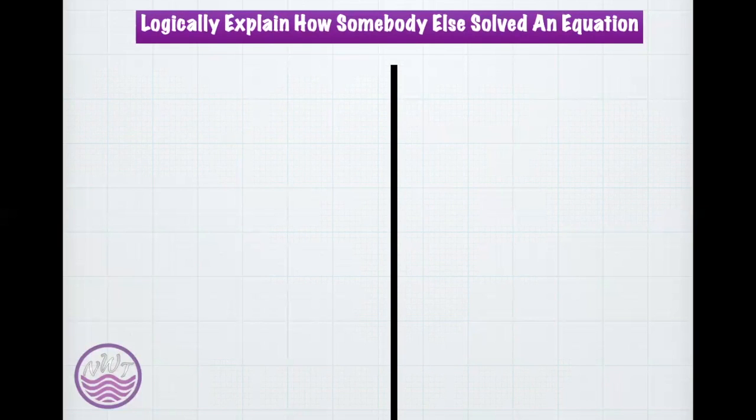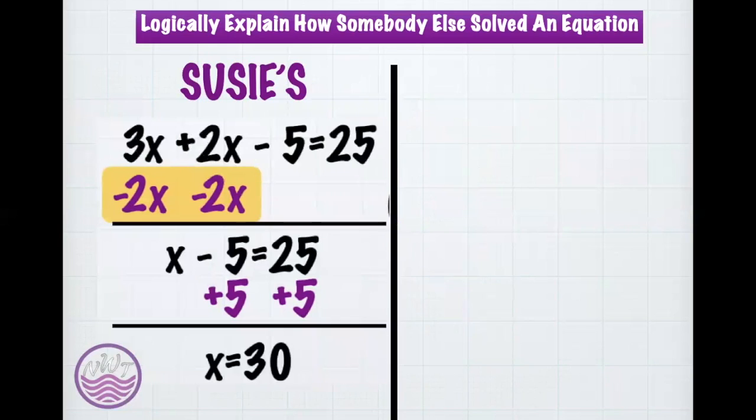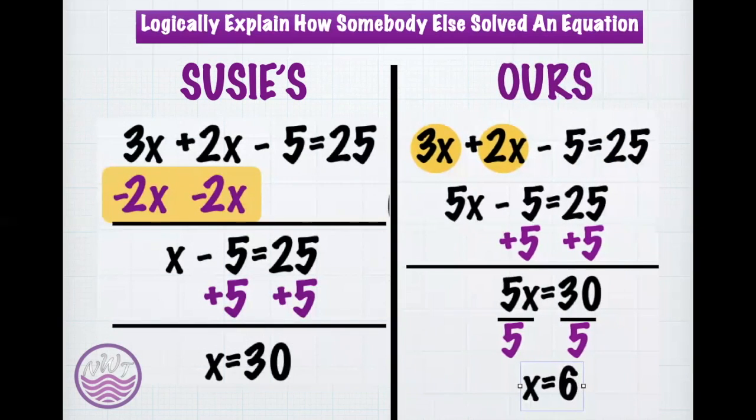So now let's look at the questions side by side so we can see. So here's Susie's question. Again, she subtracted the 2x when she should not have. Unless she was moving it to the other side, there's no reason to use inverse operations to do that. All you have to do is what we did in ours and combine like terms, the 3x and the 2x, to get 5x. So there's a difference between those two right there.